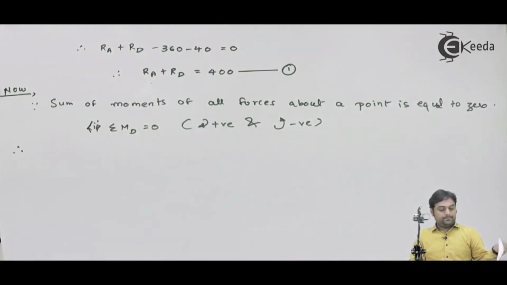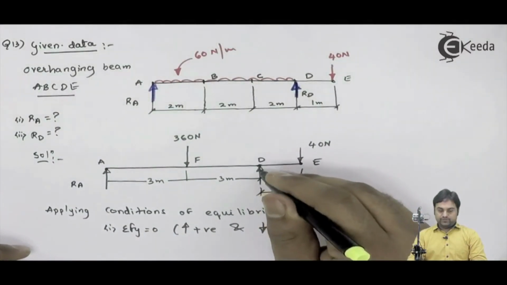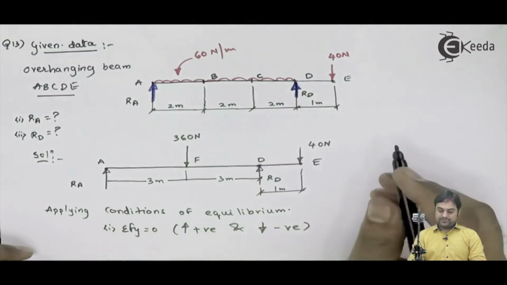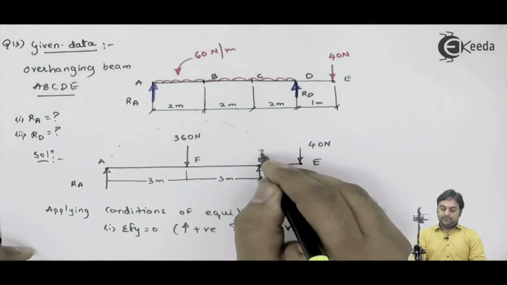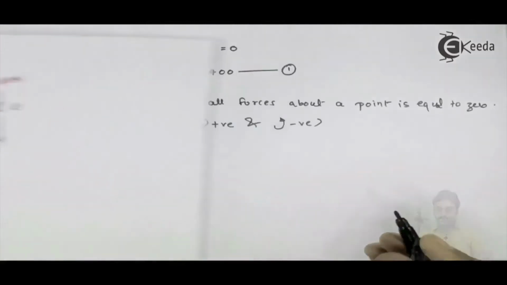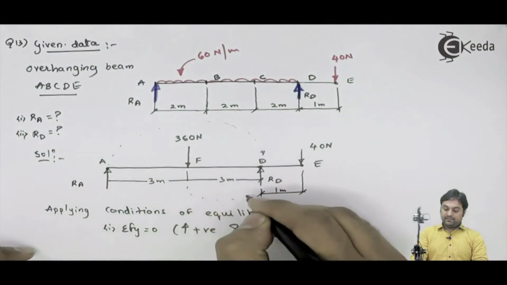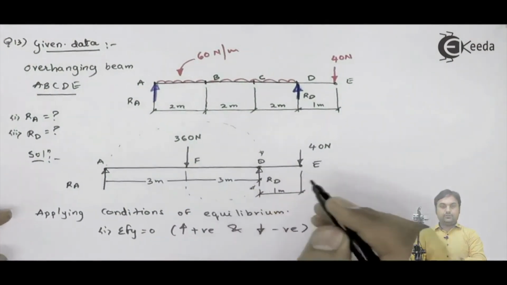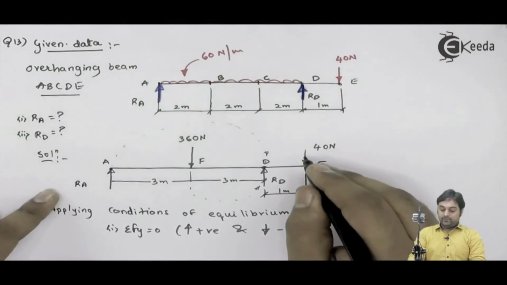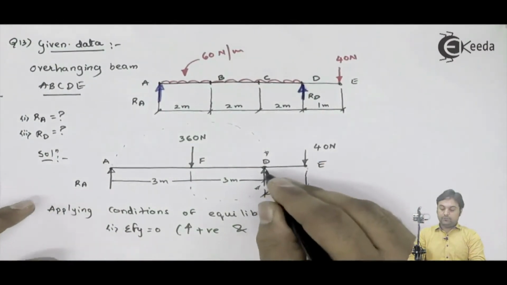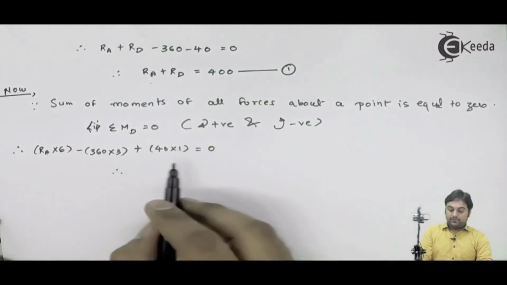Therefore, I'll start with reaction at D. Its moment would be 0 because it is passing through the same point and has no perpendicular distance. Then Ra would be producing a clockwise moment at point D. So it will be plus Ra into 6. Then here I have 360. This will be producing anti-clockwise moment. So minus 360 into 3. Then we have this 40 Newton. It will be producing clockwise moment. So it will be plus 40 into 1. That's equal to 0.